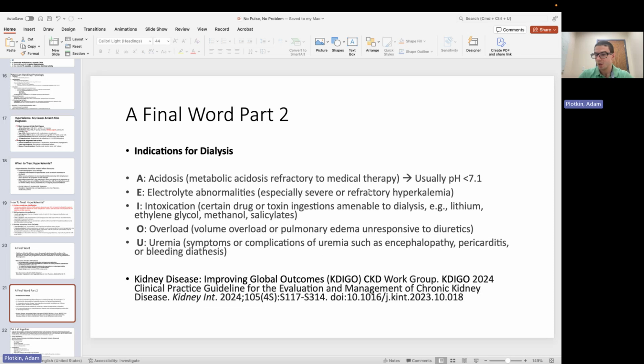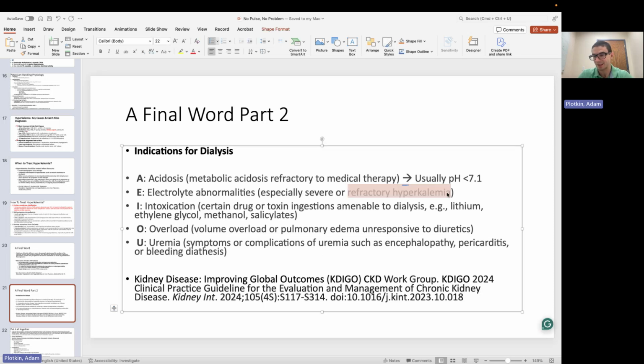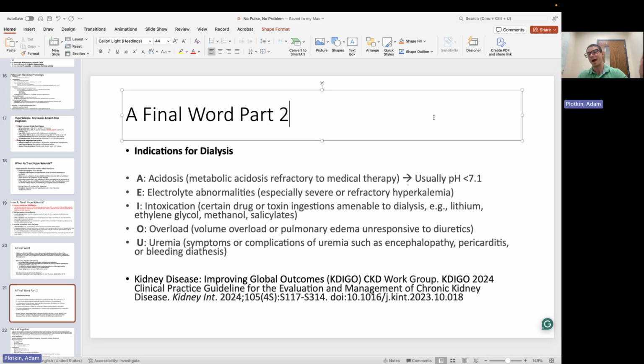E is electrolyte abnormalities. We really already talked about it, right? It's going to be classically your hyperkalemia. After we've done cardiac membrane stabilization and we've tried to drive potassium into the cells, then we consider hemodialysis. I is intoxication. So certain drugs or toxins can be dialyzed, things like lithium, ethylene glycol, methanol, and salicylates. O is volume overload or pulmonary edema that hasn't been responsive to diuretics. Okay, let's get that fluid off via dialysis.